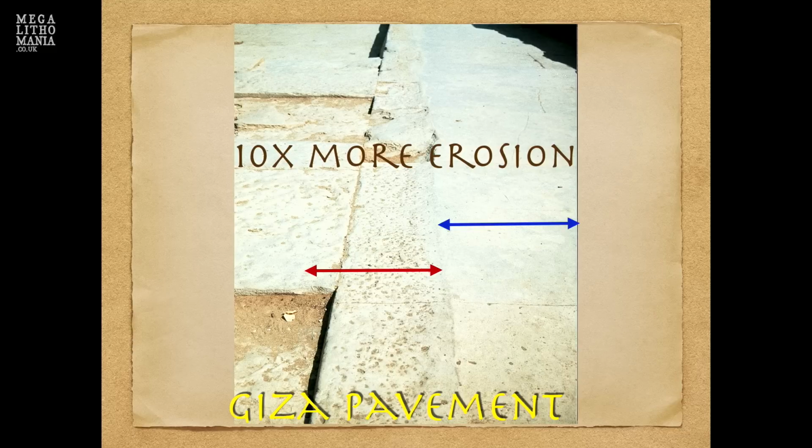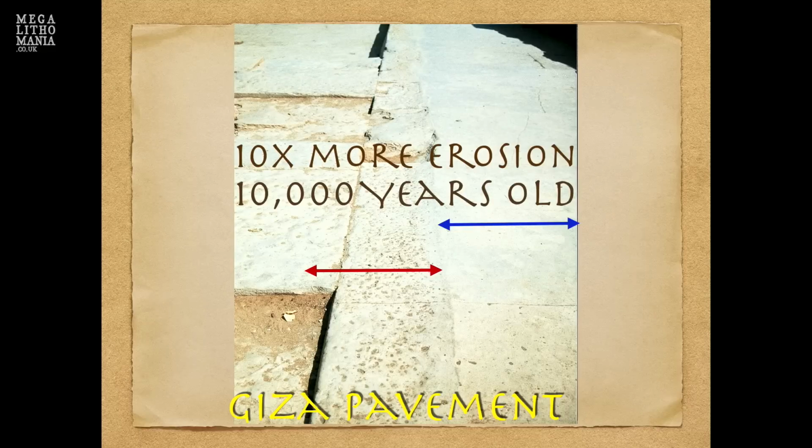And that's interesting because we have this differential and we have something to compare it with. We know that the casing blocks were stolen about 1,000 years ago, in which case you could suggest that the Great Pyramid was at least 10,000 years old, based on the erosion patterns. So now we're homing in, we're getting a slightly better date for these megaliths.